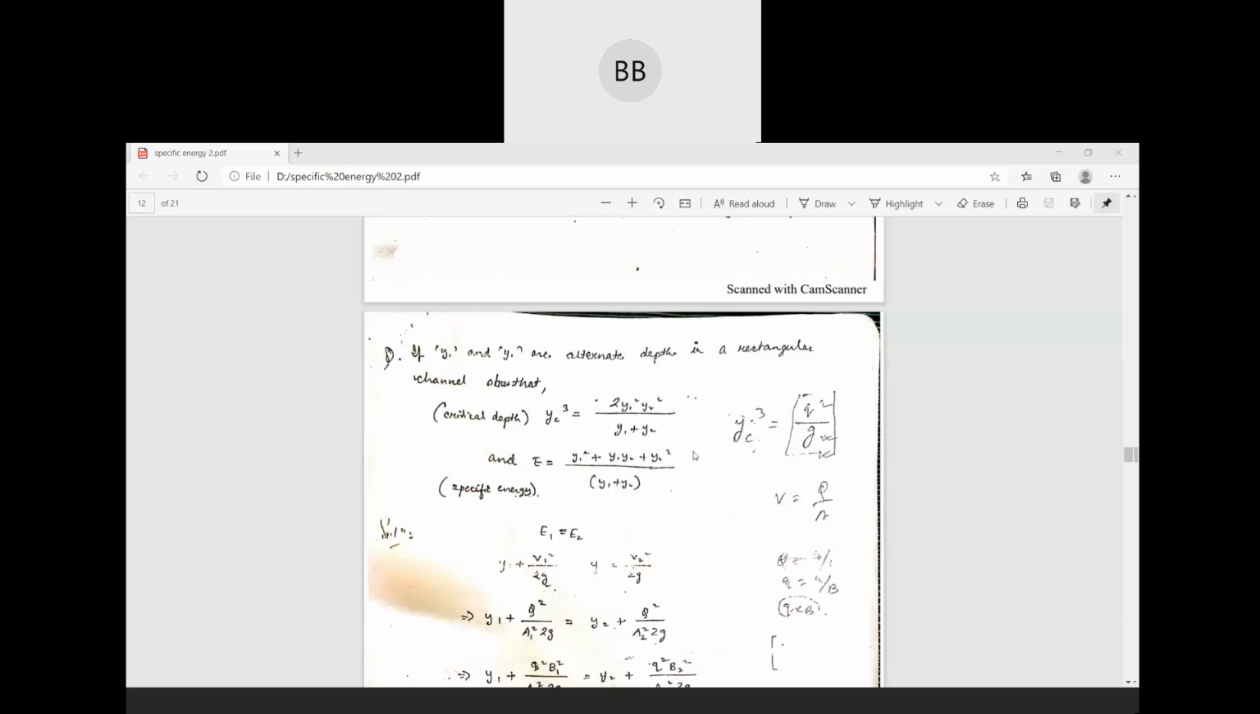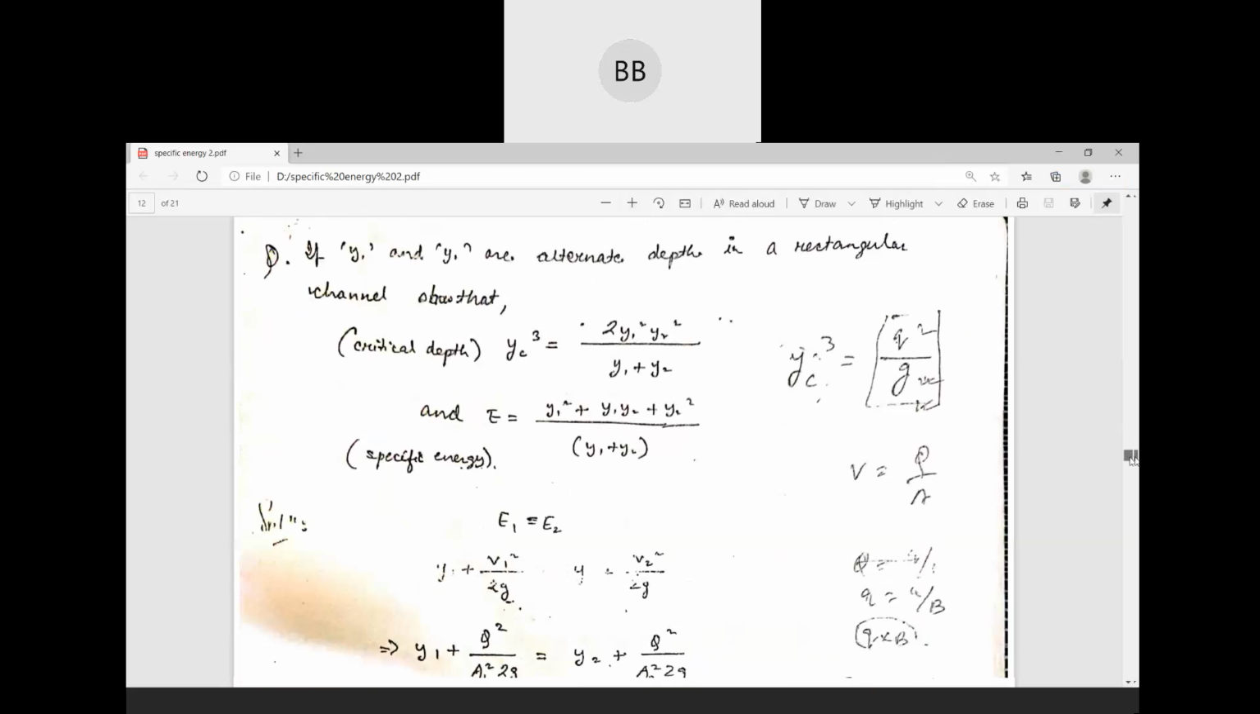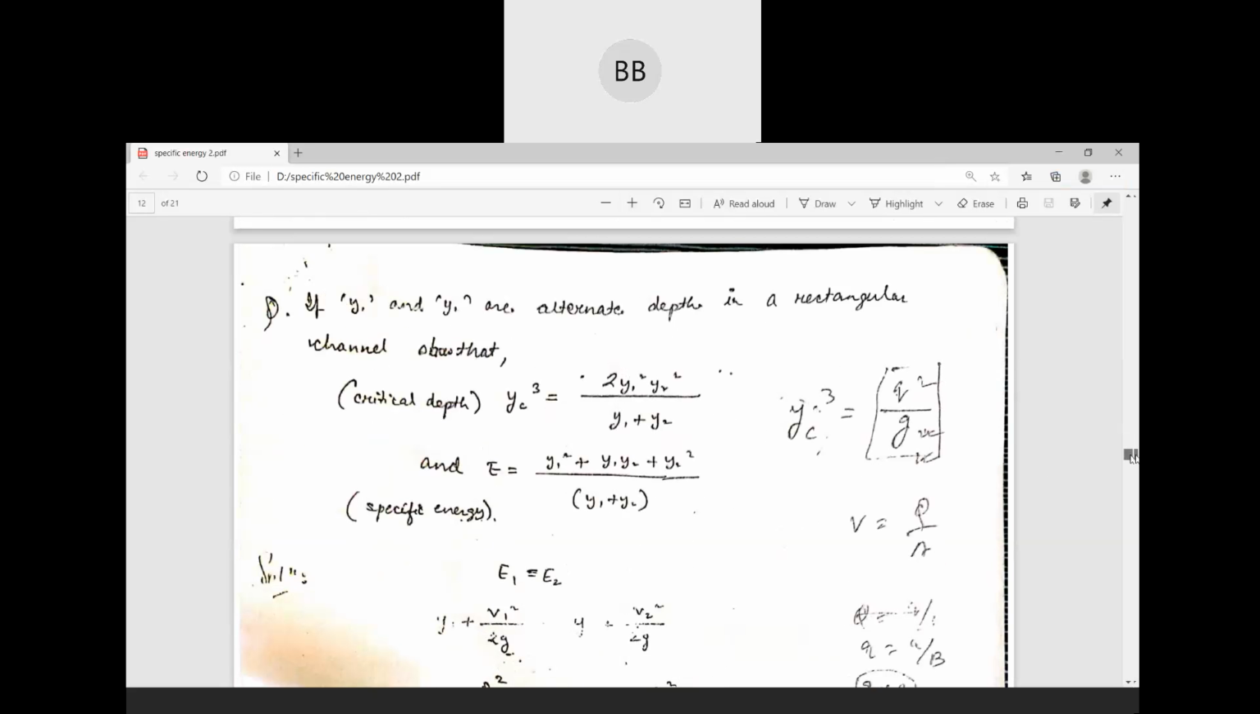Okay. So kindly write down the next question. This is our next numerical. So it's not properly visible. Okay. So here you write a question.